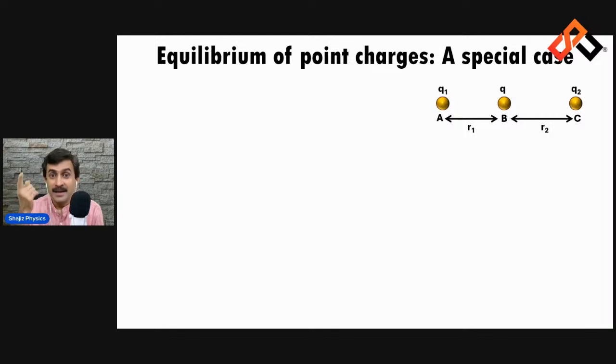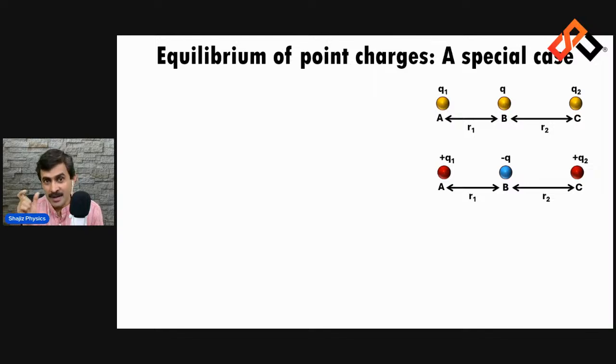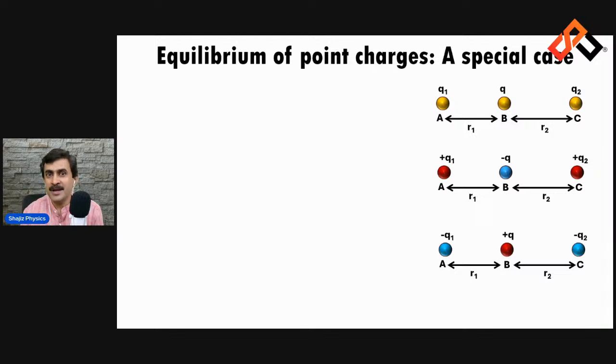Okay. Here in this particular situation itself, we can have two different situations. That means both Q1 and Q2 be positive and Q at B negative, like this. Or the reverse is also possible. Q1 and Q2 can be like charges, that means both Q1 and Q2 can be negative as well. In that case, the Q will be unlike, that is positive. So both these two situations are identical.